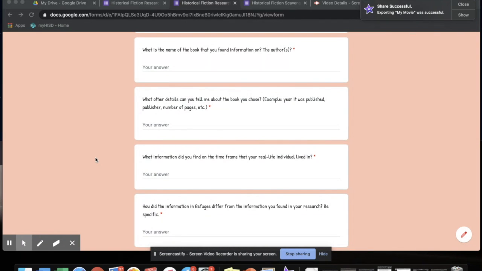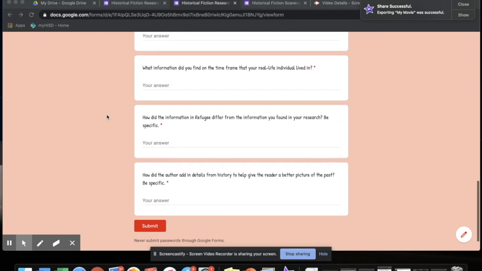And then the book. So they would go back to that OPAC system and they would find one specifically. And that's when I would have had them actually go to the shelves, find the book, or be able to have it ready to go on the table for them. Some details you can tell me about the book. So year it was published, number of pages. While all of this is available on the OPAC, it's a lot more fun, I think, for kids to be able to rummage through the book.